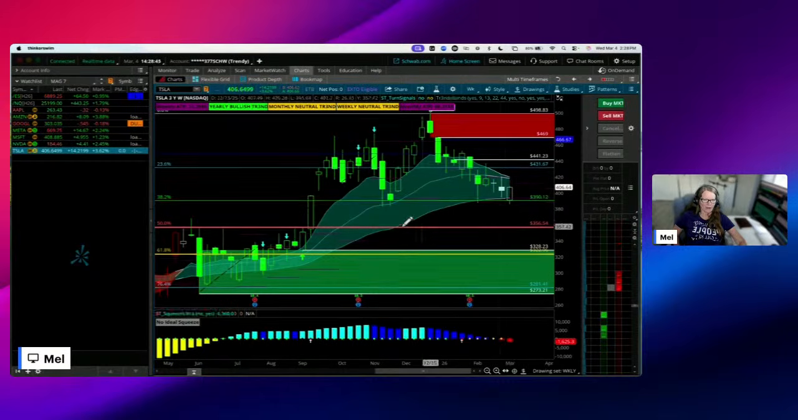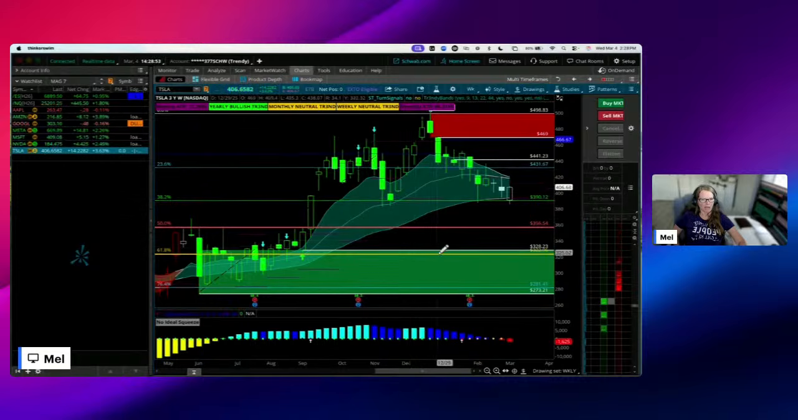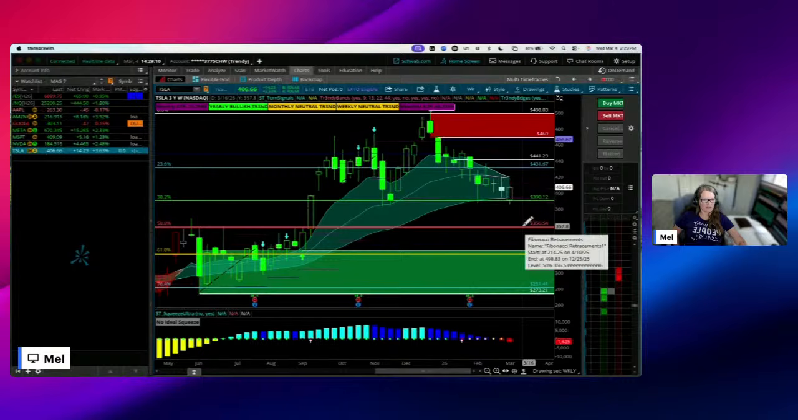I've got one zone I could use using Fibonacci principles, which is going to be 356 by 323. But I also have a demand zone at 328 by 273. So I will start looking for swing trades on a pullback on Tesla down near 356.